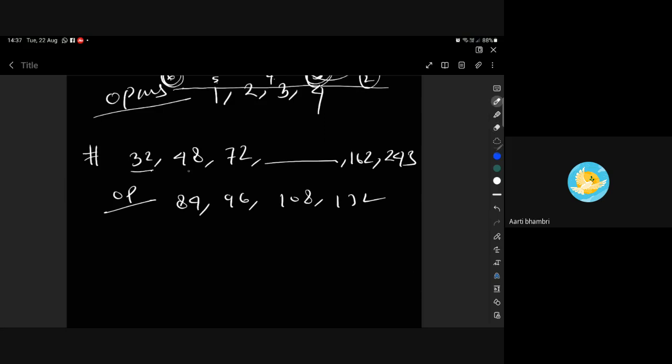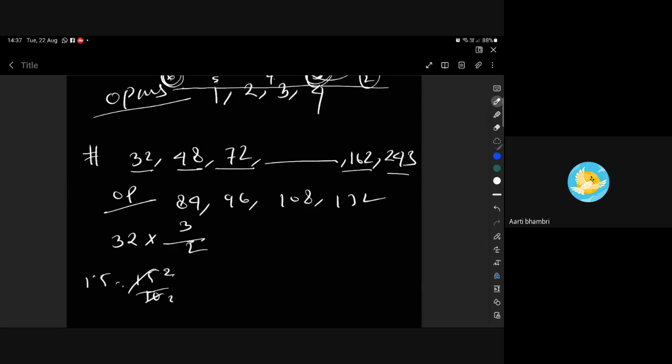See, 32, then 48, 48 to 72, then 72 to 108. If you multiply 32 by 1.5, that means 3 by 2, right? 1.5 means 3 by 2. 1.5 means how much? 15 by 10. Sorry, 3 by 2. Then divide by 5.